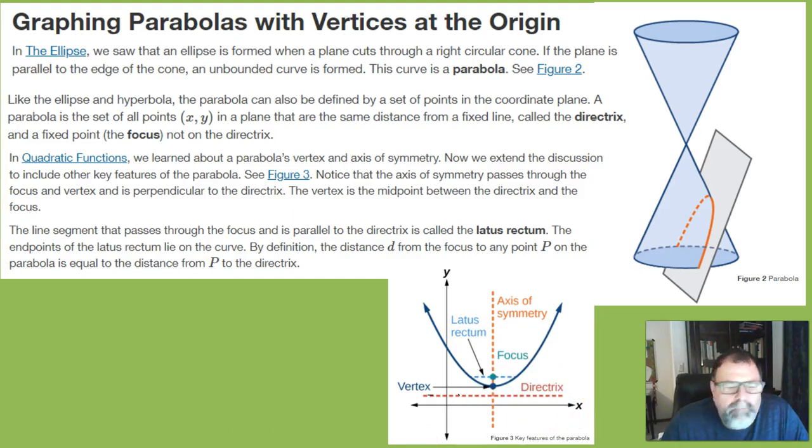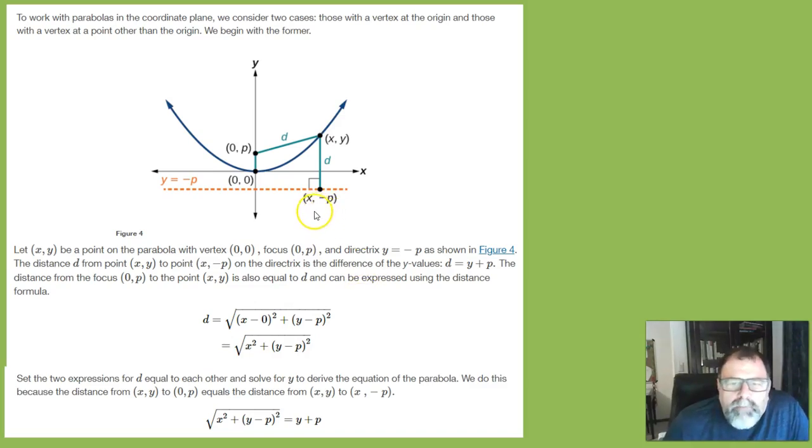All right. Now let's look at the next thing. Let's see how we derive this equation. So we'll actually go through this one in the textbook. It's pretty short, so not too bad. Basically, we're going to start with the case where the vertex is at 0, 0, and then the focus is at 0, p, and then we have the directrix, y equals negative p.